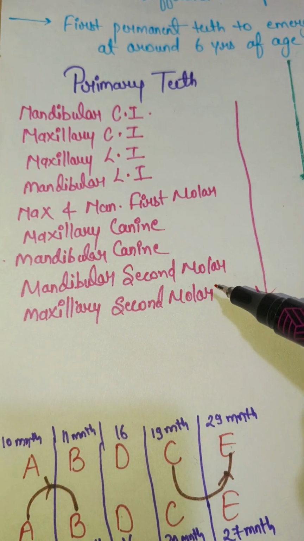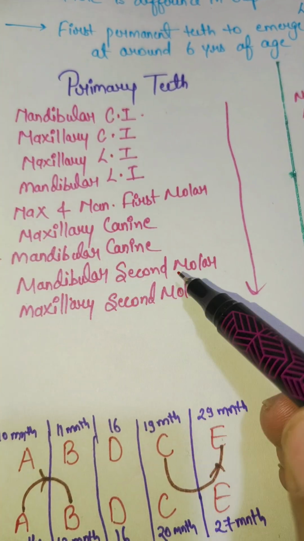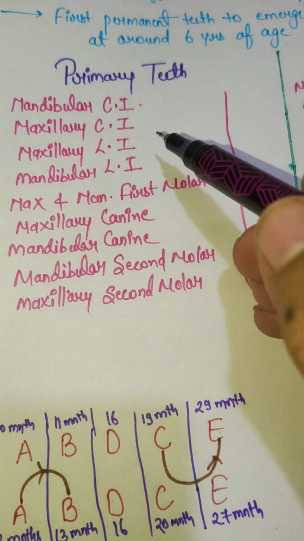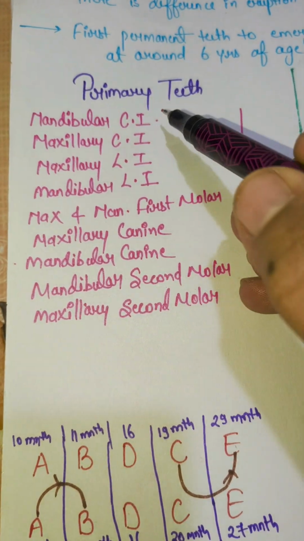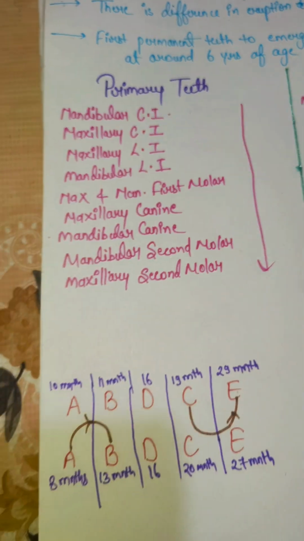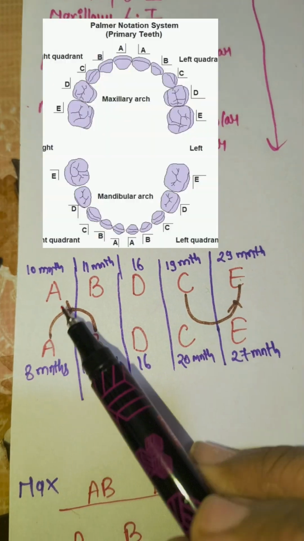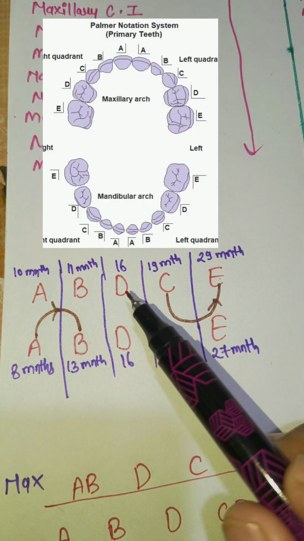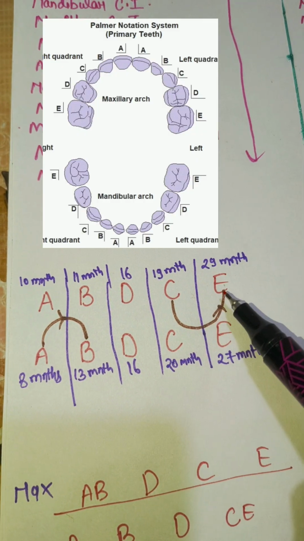And if you come to the second molar, just like the central incisor, it is mandibular first, then maxillary. So the lateral incisor, first molar and canine are maxillary then mandibular, but in the central incisor, mandibular first then maxillary, and in the second molar, mandibular first then maxillary. So here's the eruption sequence: A for the central incisor, B for the lateral incisor, D for the first molar, C for the canine, and E for the second molar.